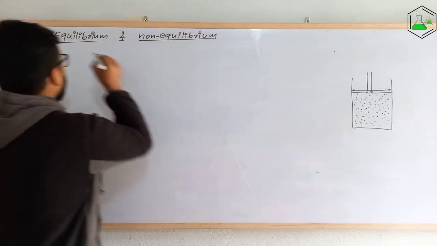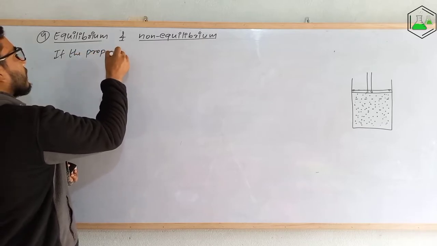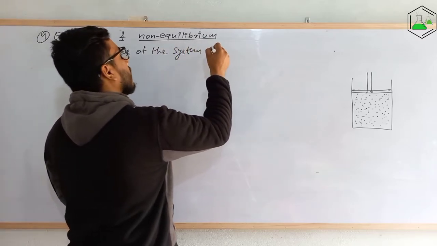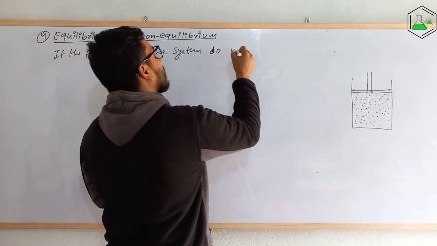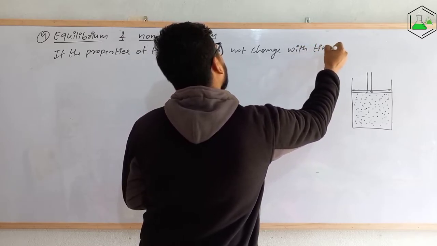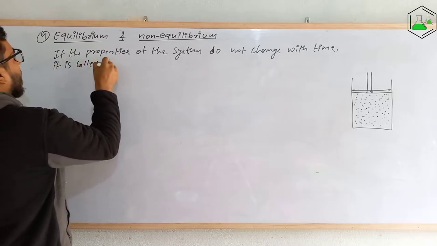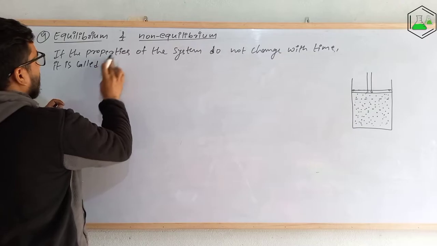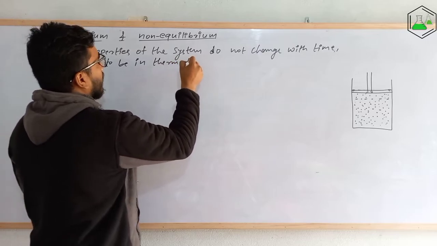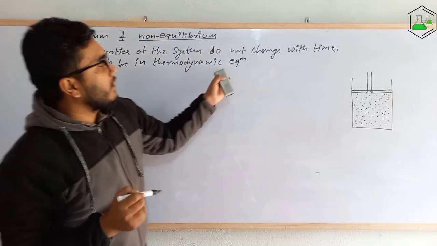with time. That is, if the properties of the system do not change with time, it is called thermodynamic equilibrium. It is said to be in thermodynamic equilibrium. Thermodynamic equilibrium. I write equilibrium as EQM.